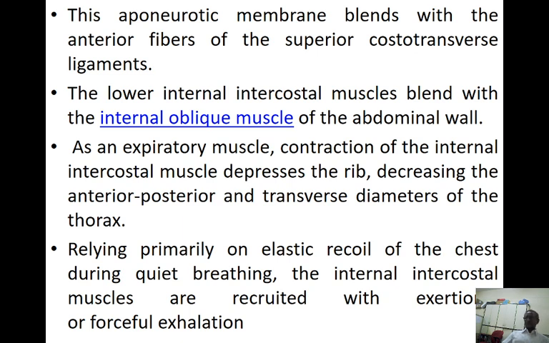Relying primarily on the elastic recoil of the chest during quiet breathing, the internal intercostal muscles are recruited with exertional or forceful exhalation. That means when you are doing exercise, when you are breathing fast, breathing more and more air in, only then does this internal intercostal muscle come into play to expel more of the air from the lungs.